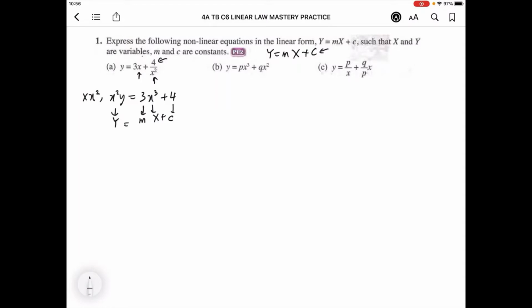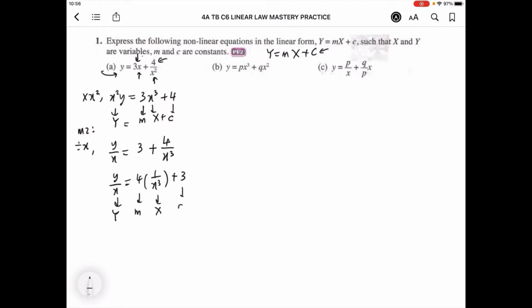Okay, second one, instead of multiply, we're going to divide by x. I'll show you method 2. When you divide by x, you will get y over x. The 3 here, when you divide by x, you just get 3. And the 4 over x squared, when you divide by x, you get 4 over x cubed. So what happened is, we can rearrange it and put 4 bracket 1 over x cubed and leave the 3 outside. So this is your big Y, this is your gradient, this is your big X, and this is your C. Yeah, so by plotting y over x versus 1 over x cubed, I will get a linear form as well. Okay, part B now.